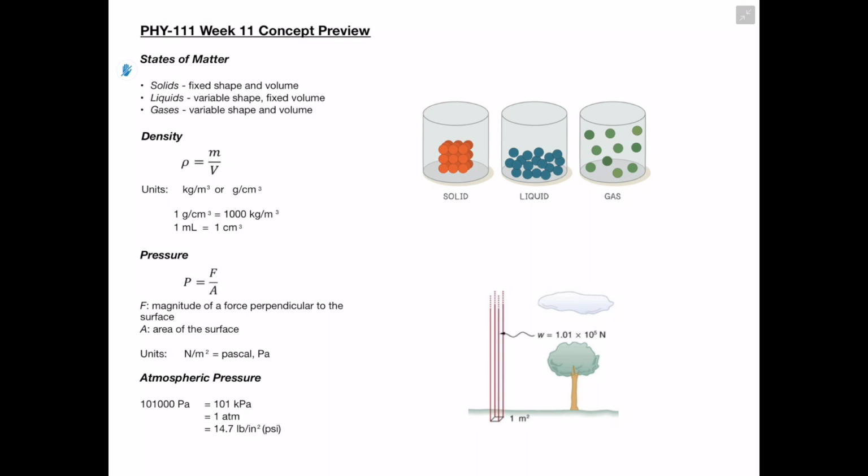In this video, we're going to be going over the week 11 concepts for Physics 111. Starting off with the three different states of matter, we see that solids are going to have a fixed shape and a fixed volume. Liquids are going to have a variable shape and a fixed volume. And then gases are going to have a variable shape and a variable volume. Basically, we can further classify liquids and gases as being fluids.